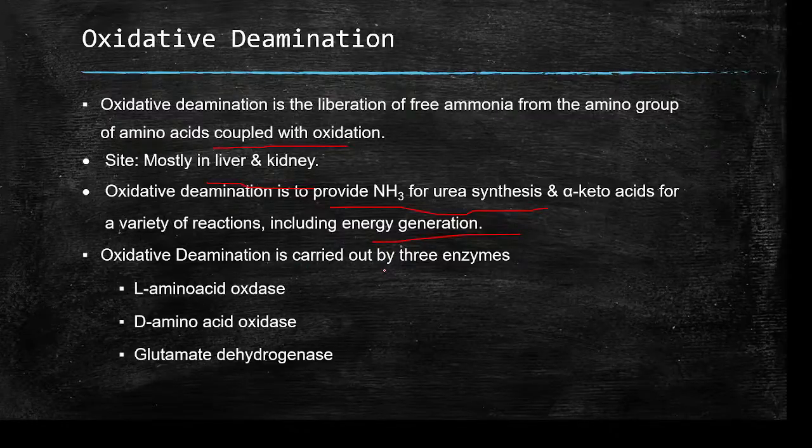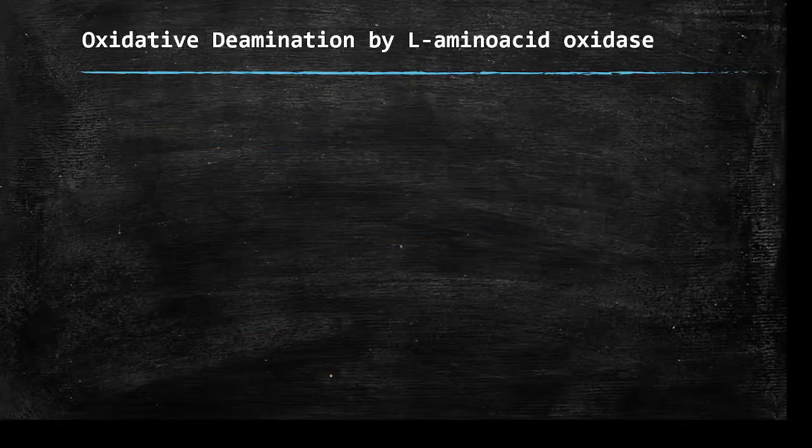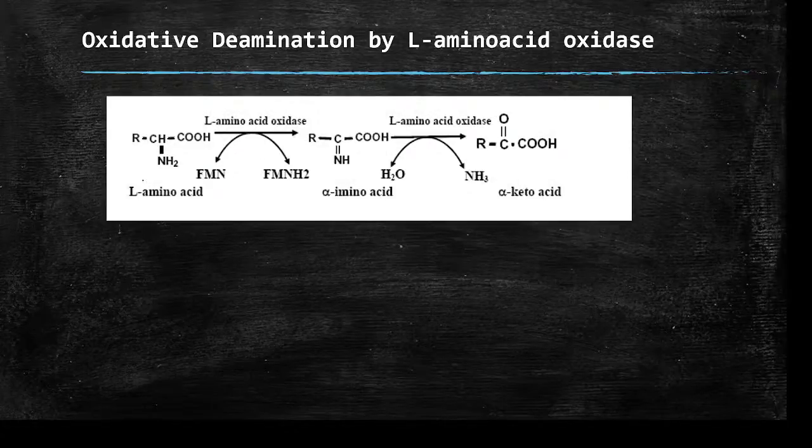Oxidative deamination is carried out by three major enzymes: L-amino acid oxidase, D-amino acid oxidase, and glutamate dehydrogenase. Okay, so first, oxidative deamination by L-amino acid oxidase. So here L-amino acid oxidase mainly catalyzes the deamination of L-amino acids. So this L denotes the spatial arrangement of the NH2 group. So this catalyzes specifically L-amino acids. So this will remove the amino group from the L-amino acid and convert it into alpha keto acid.